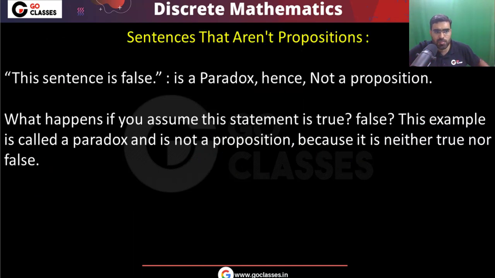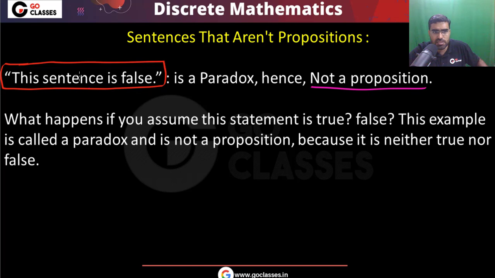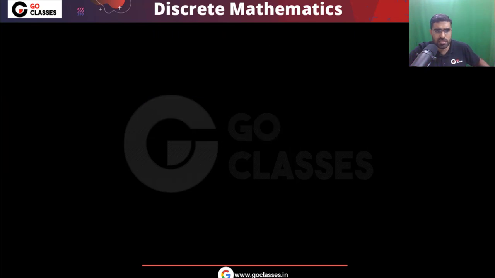Now let's see this example, this sentence: "This sentence is false." Let me tell you that this is also not a proposition. This is actually a paradox. Let's understand what we are saying. Let's assume that you have this sentence, S, is false.